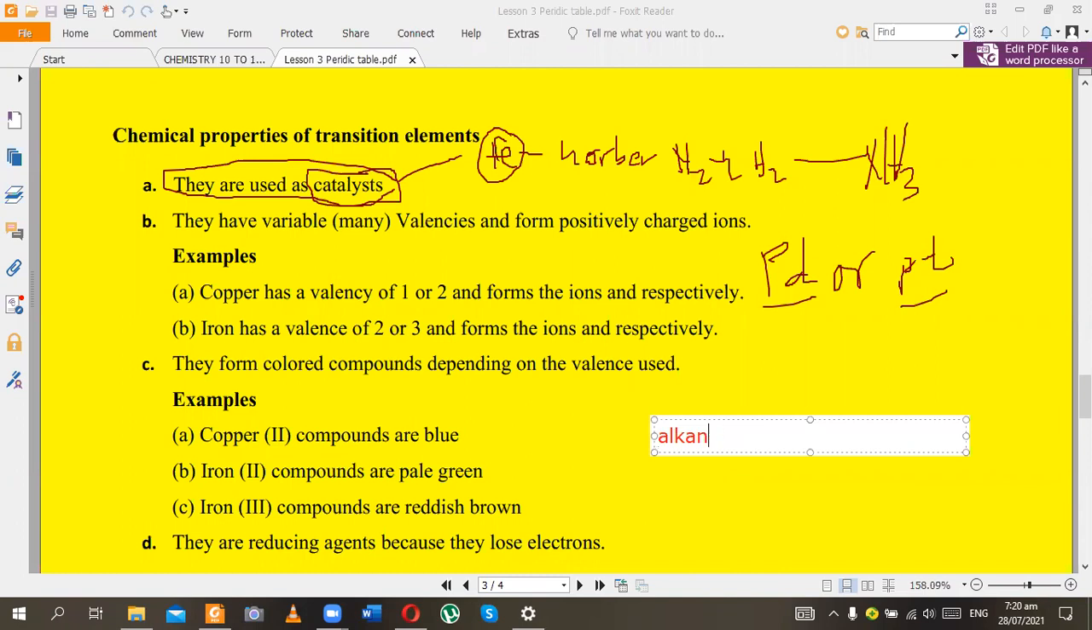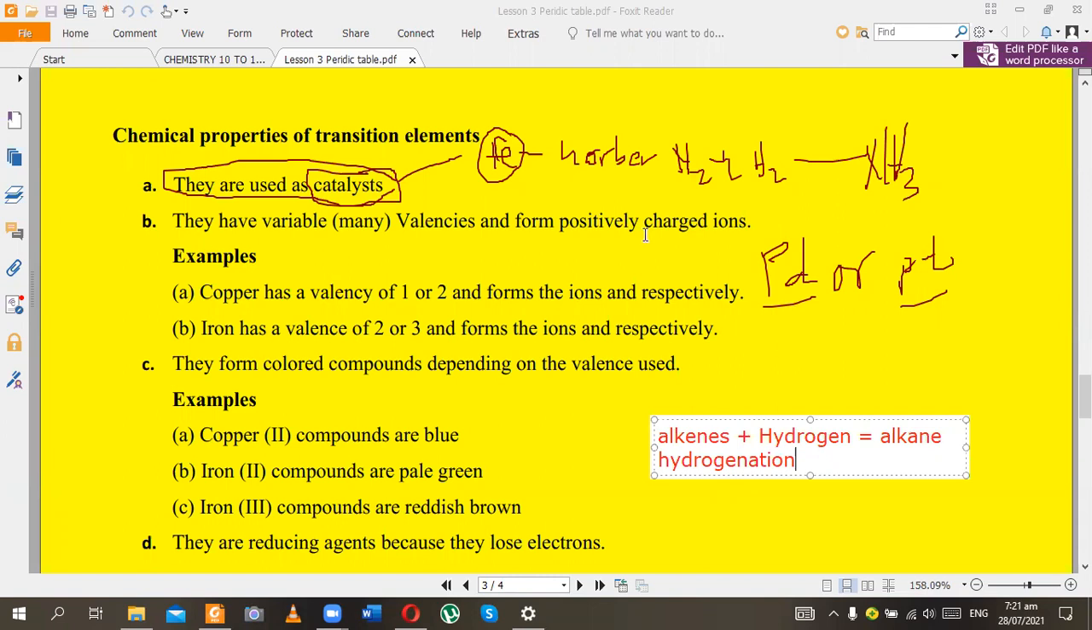Alkenes are unsaturated compounds. For you to produce the alkanes, you need to react them with hydrogen. When you react them, what you produce is an alkane. This reaction is called hydrogenation. Hydrogenation is a reaction where alkenes are reacted with hydrogen to produce alkanes. We can understand this from organic chemistry.